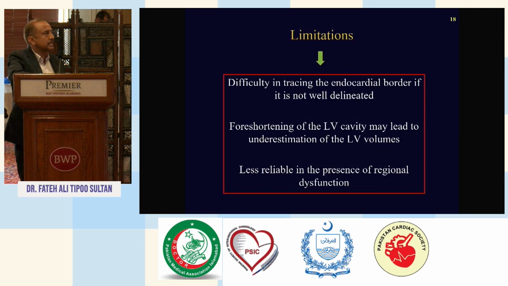So the limitations are that there may be difficulty in tracing the endocardial border, so you need a very good image with good endocardial definition. If the endocardium is not clear, then you might have difficulty in tracing it. If you do not have a good image and the apex is not well opened, then if there is foreshortening, again your volume calculation would not be accurate. And it is less reliable, as I told you before, in the presence of regional dysfunction.